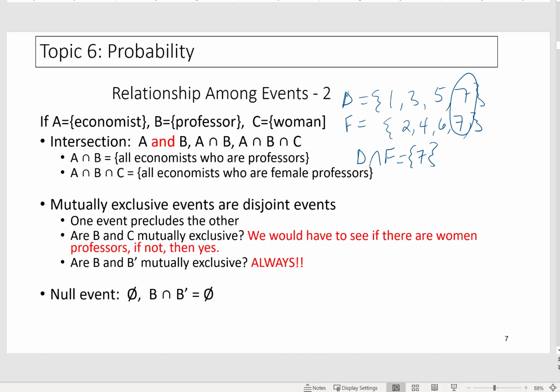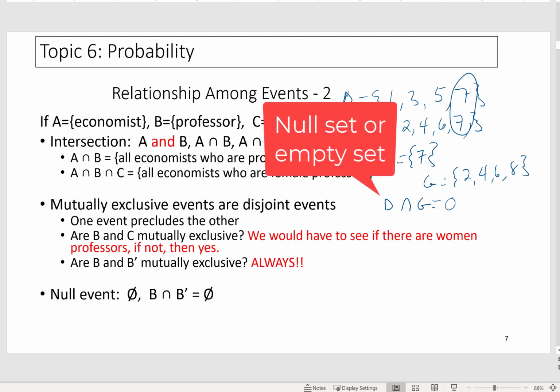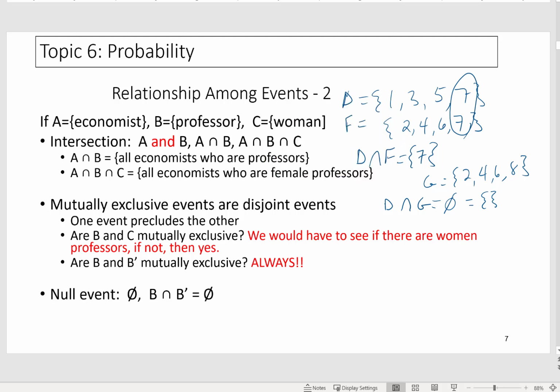Now let's say I make another set, G: 2, 4, 6, 8, and I look at D intersect G. Well, there's nothing in common between these two sets. And how do we write that? We write it as the empty set. Another way people write the empty set is just 2 brackets. That means there's nothing in that set. And if this is true, we say that D and G are mutually exclusive. They're disjoint sets.